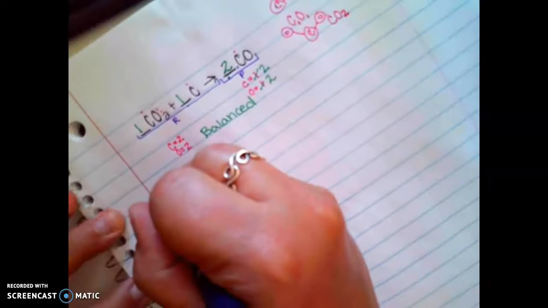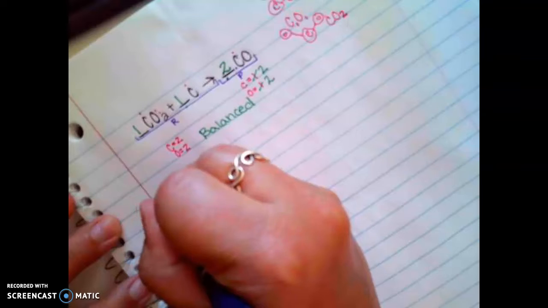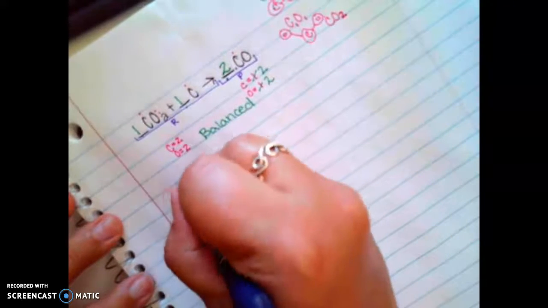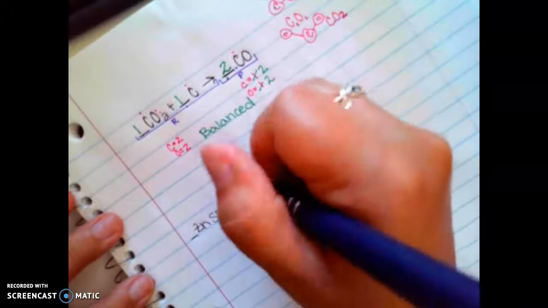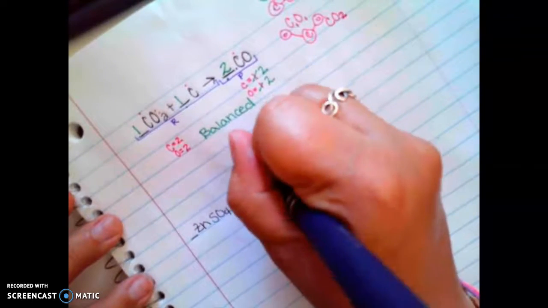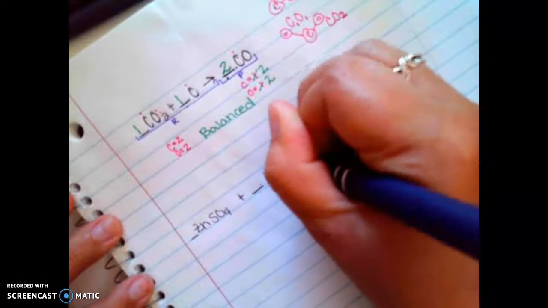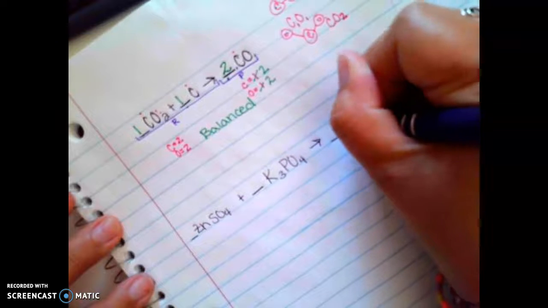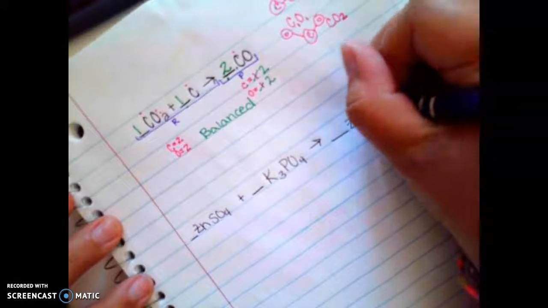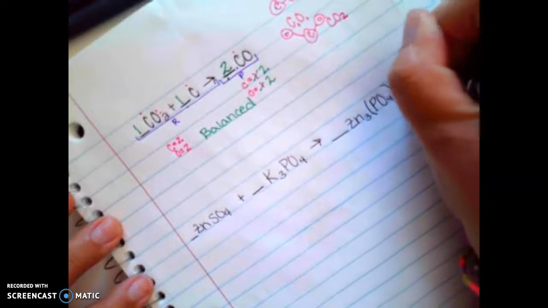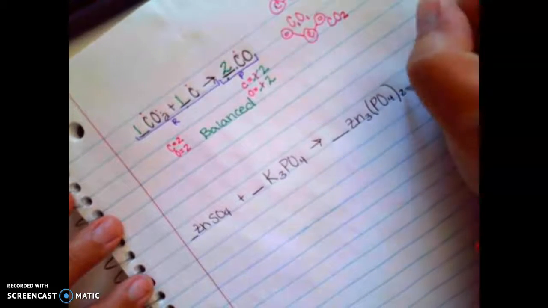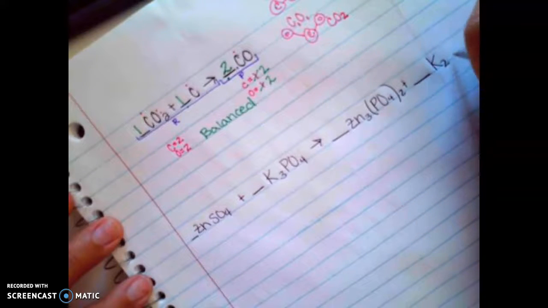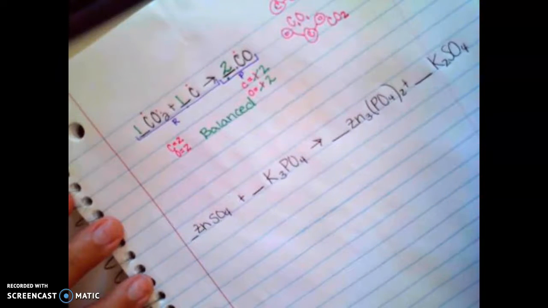We're going to do number 8 on balancing equations practice number 2, which tells us that we have Zn, or zinc, SO4 plus unknown coefficient K3PO4, yields or creates Zn3(PO4)2 plus blank unknown K2SO4. This one's a long one, that's why we're doing it.